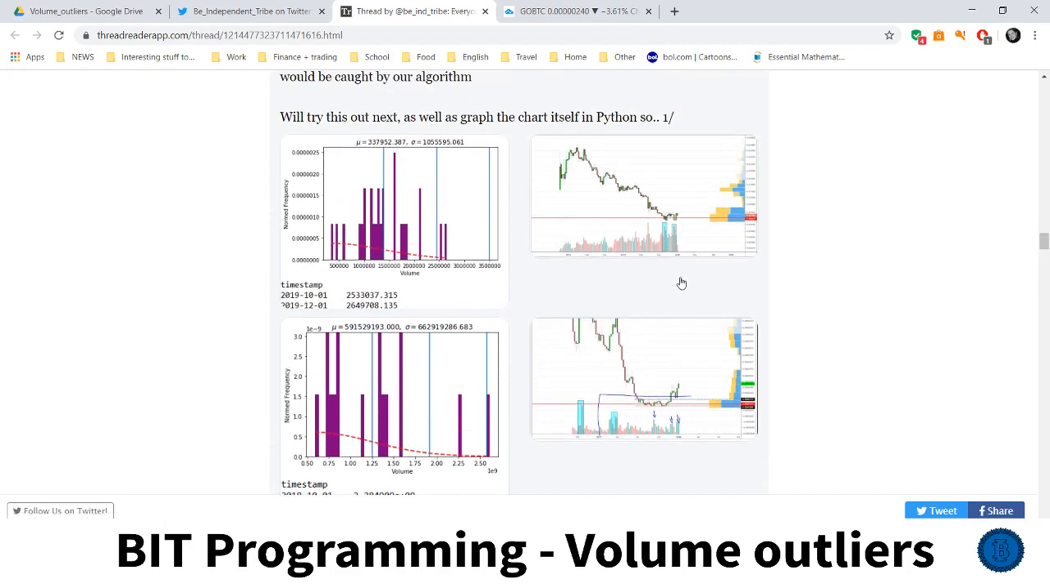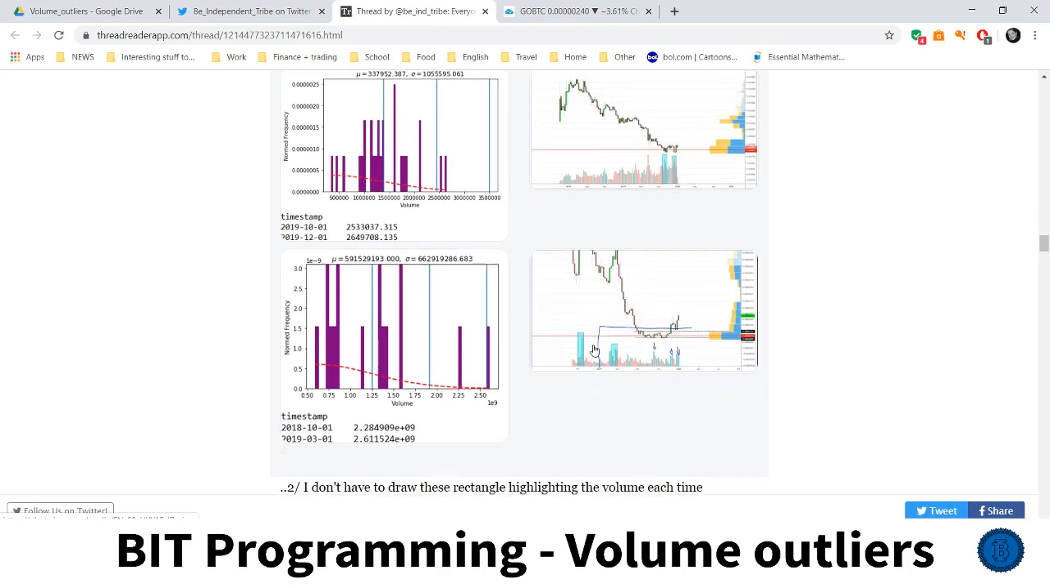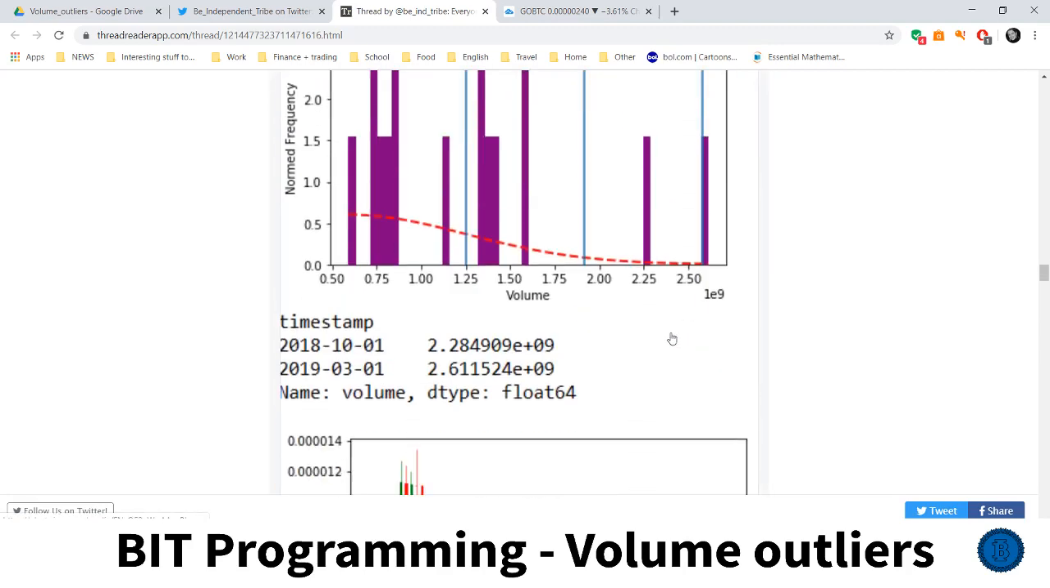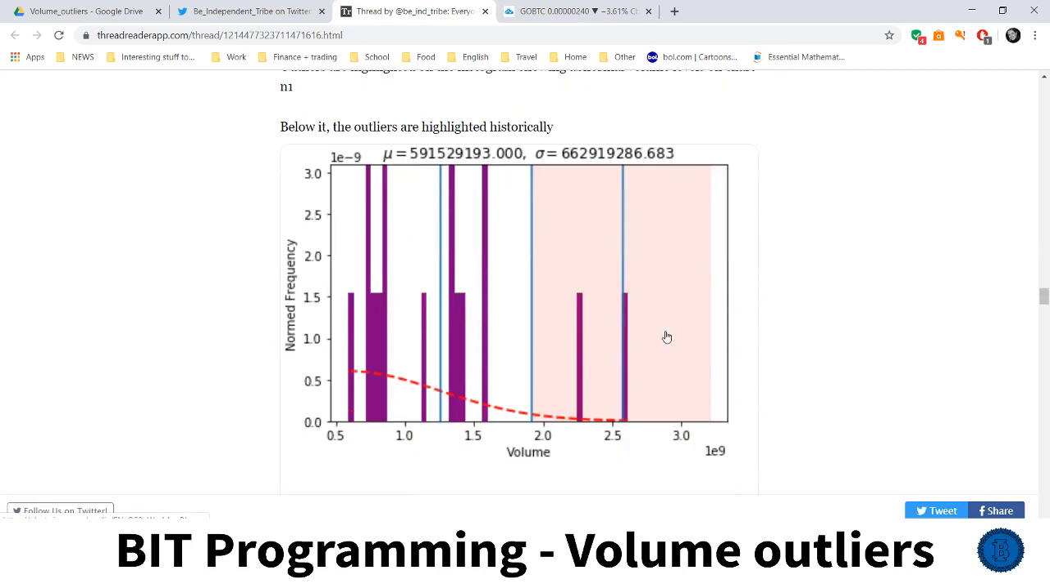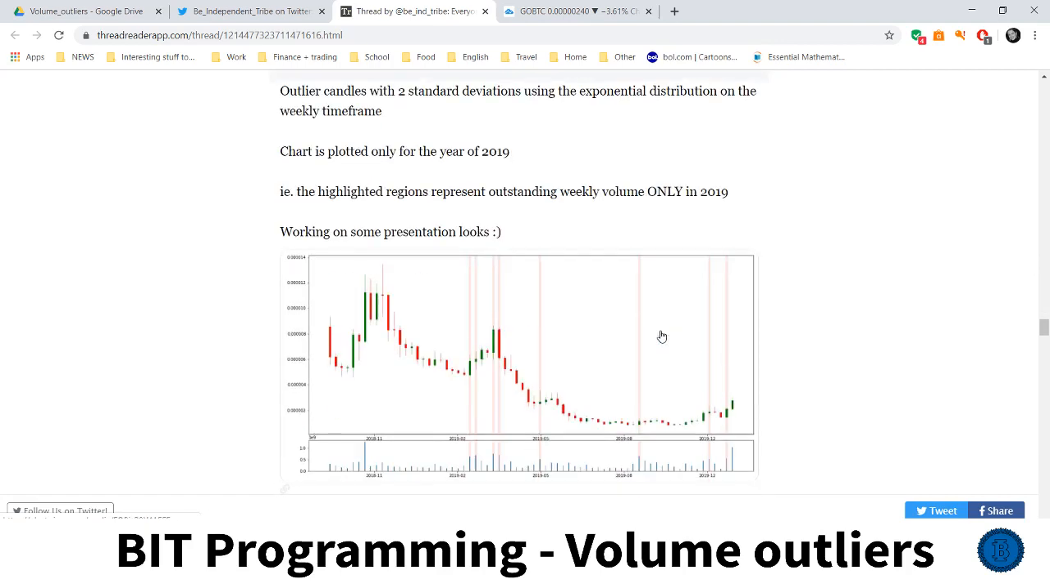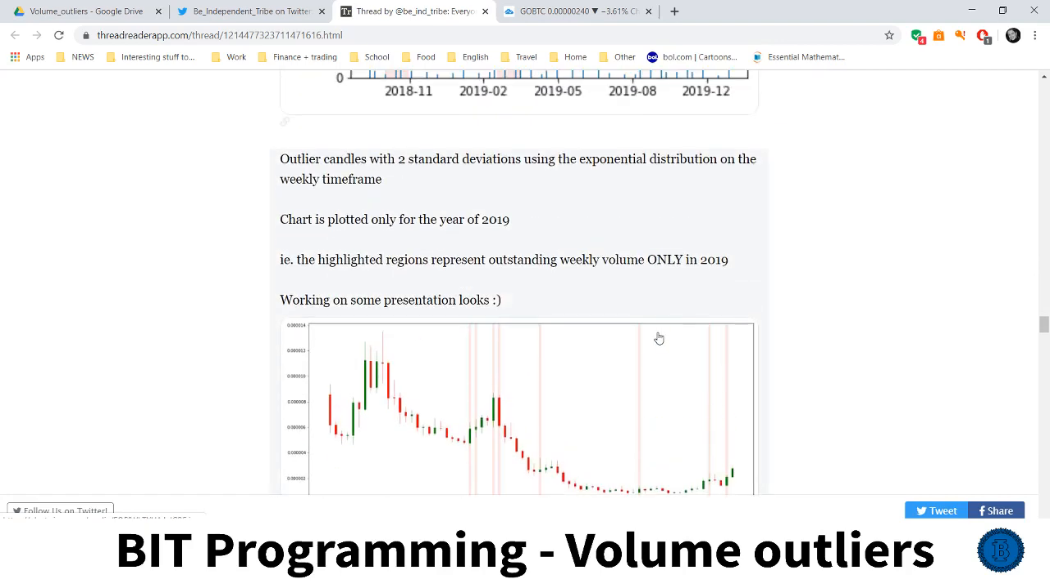And at this point, also Monero here with a double bottom versus Bitcoin, and this is where I still wasn't satisfied. So you see, it catches this one, it catches this one. What about these? It's missing. And at the time, I think I played around.